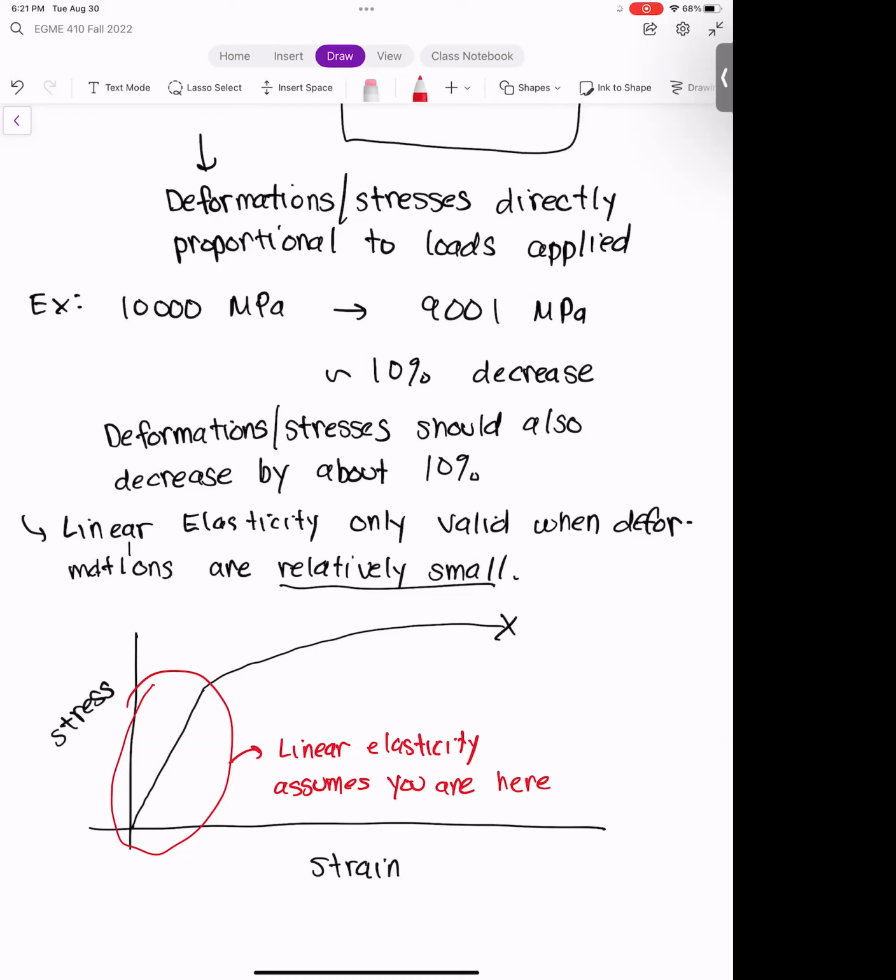That's even true if you stretch your material to even greater heights. Let's say that you apply a load so big that the stresses are up here. What linear elasticity assumes is that this curve is just going to keep continuing upwards like this, and so you're going to get a deformation that's much larger than what it actually is.